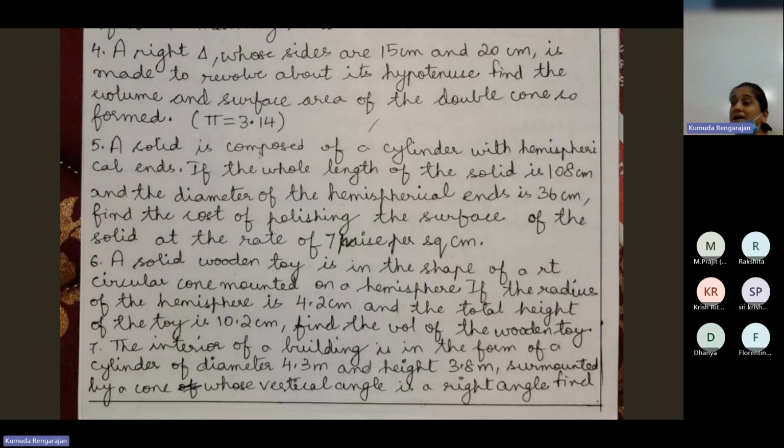So what will be the height of the building? 3.8 is the height of the cylinder, that's not needed for anything here, but what's the height of the building? Height of the cylinder plus the height of the cone. Height of the cylinder 3.8 plus the height of the cone 2.15. Okay. Now for volume.